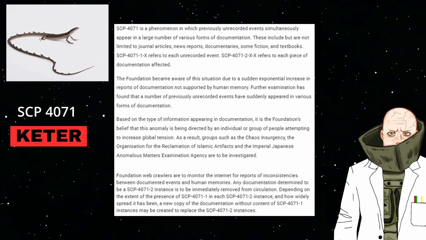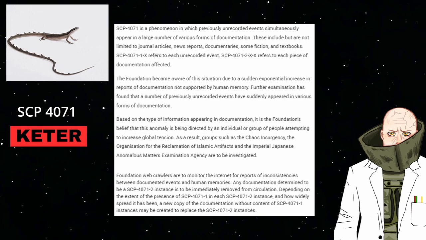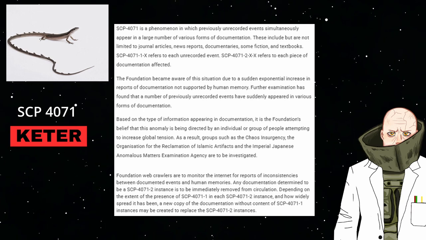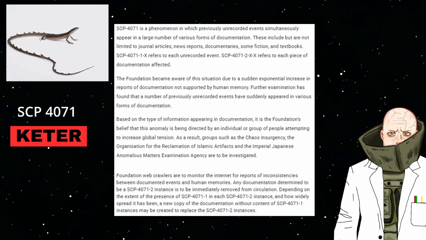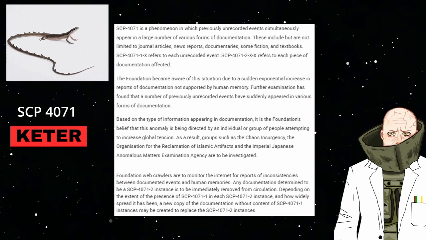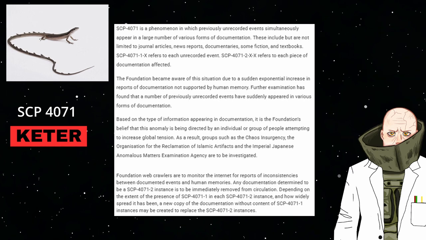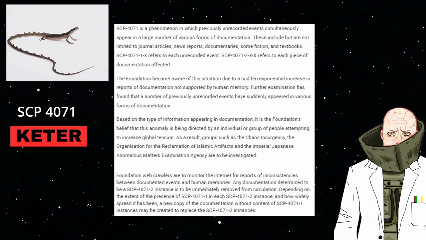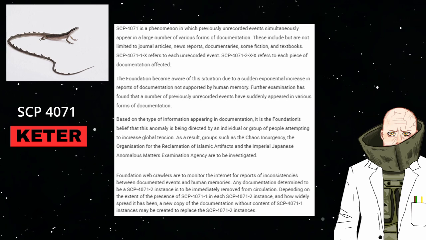Any documentation determined to be an SCP-4071-2 instance is to be immediately removed from circulation. Depending on the extent of the presence of 4071-X in each SCP-4071-2 instance and how widely spread it has been, a new copy of the documentation with content of 4071-X instances may be created to replace the 4071-2 instances.